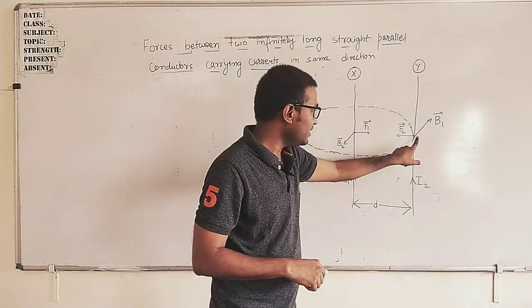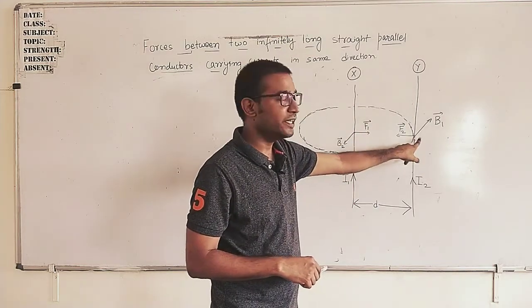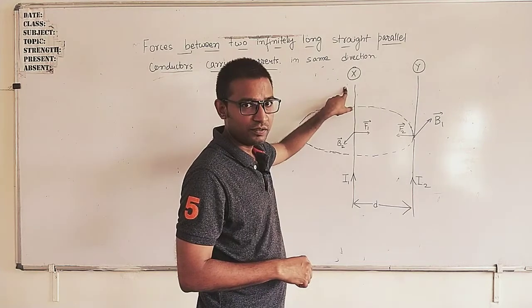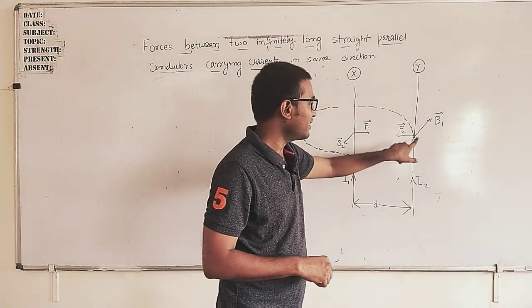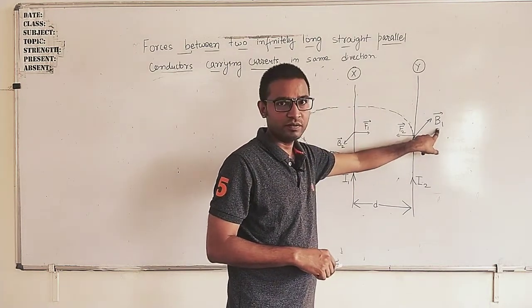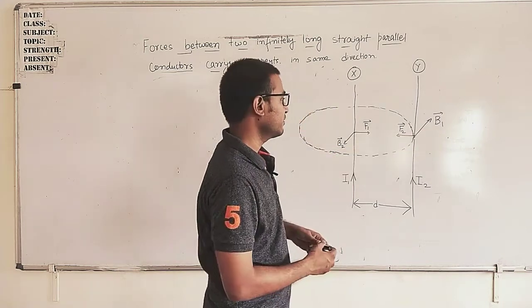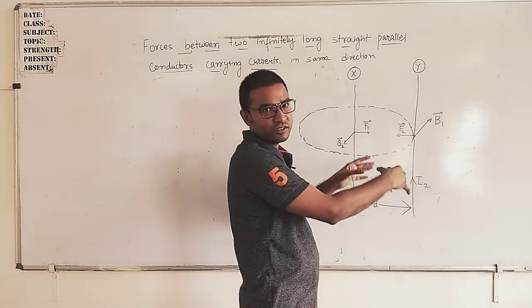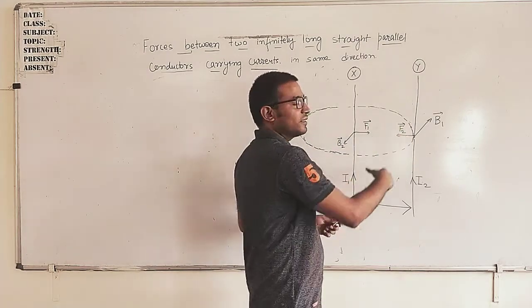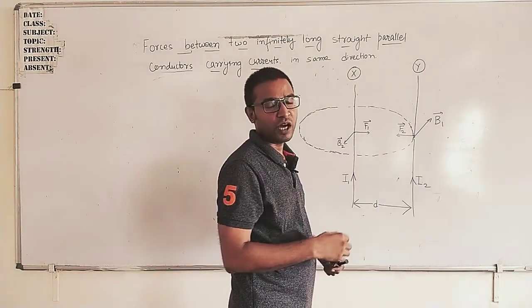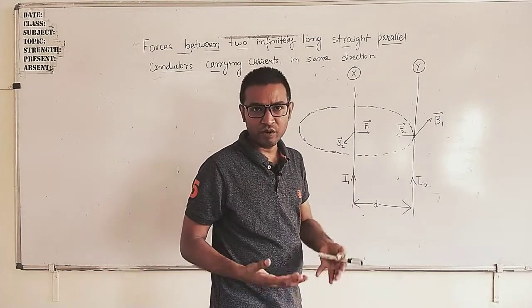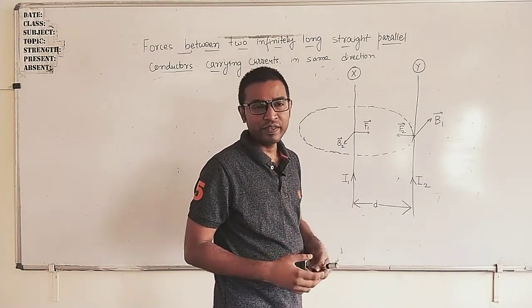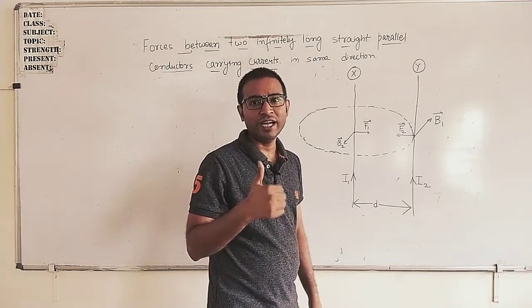So at this point the magnetic field created by this wire is B1, and the direction will be into the board. If all the things are on the board, then the direction of the magnetic field will be into the board. How will I determine it? It is with the help of the right hand thumb rule.